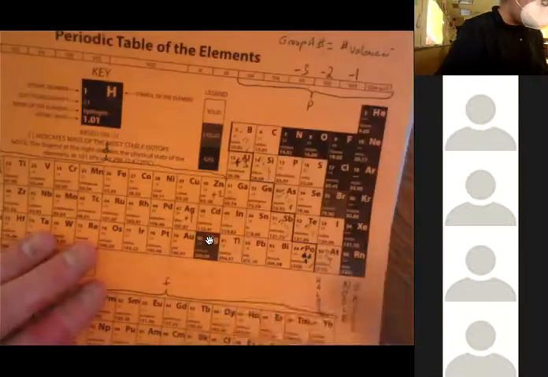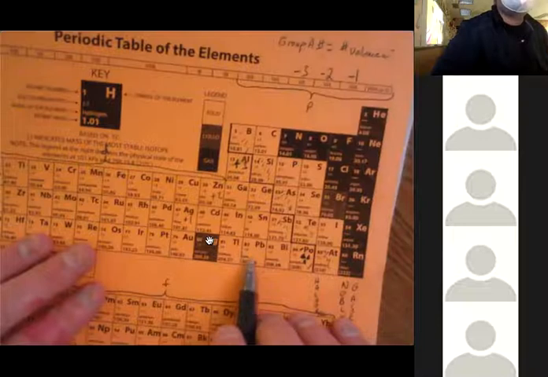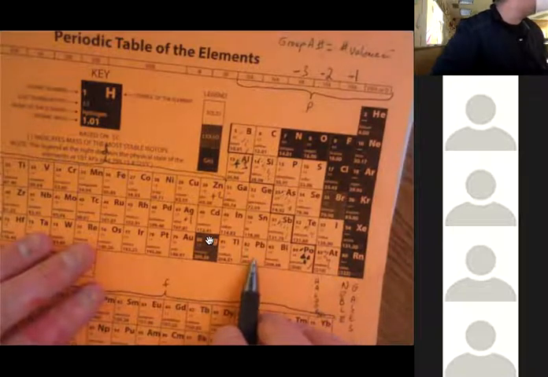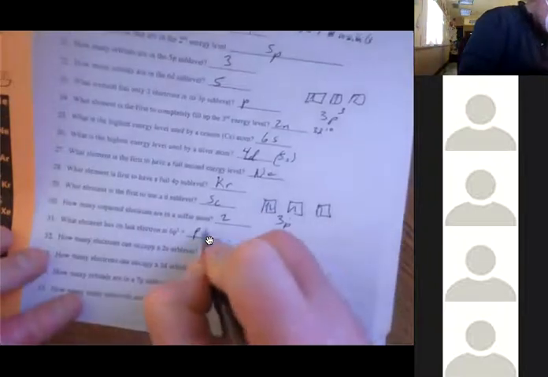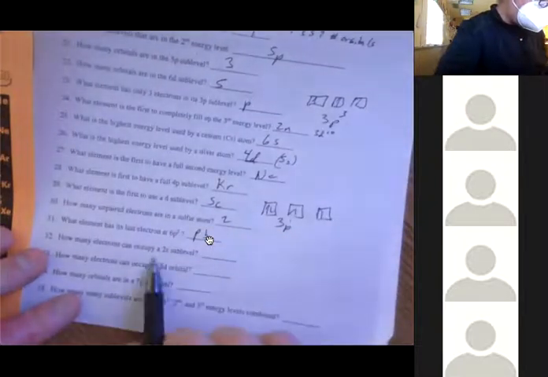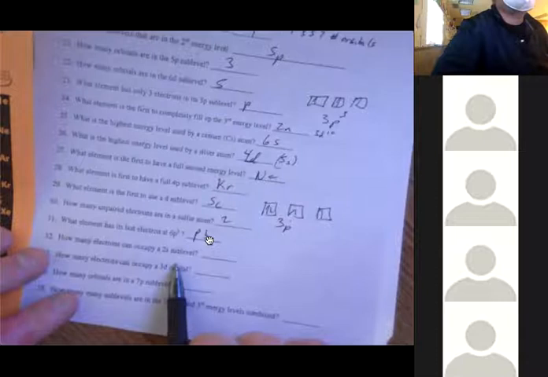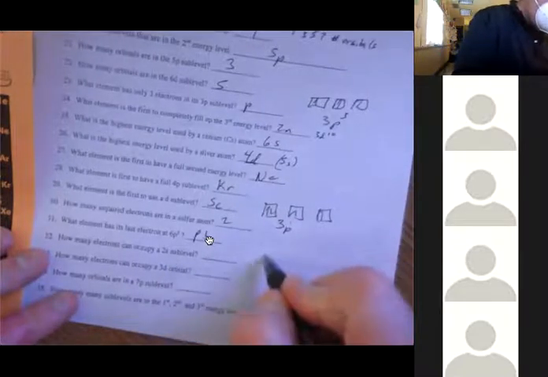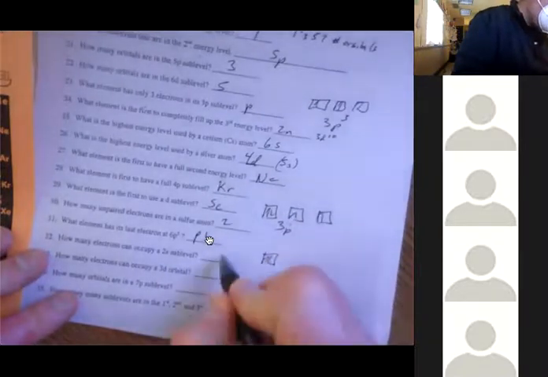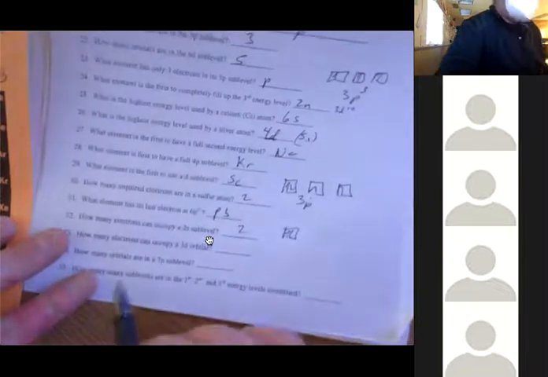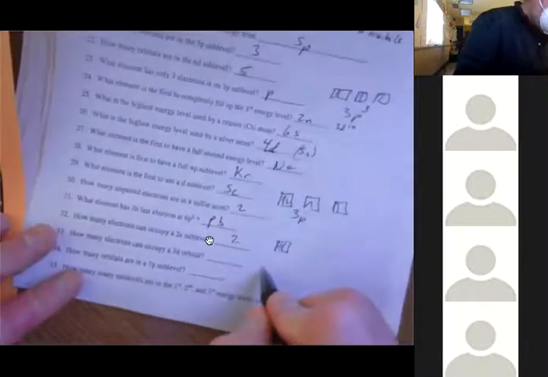What element has the last electron at 6p2? Here is 6p1, 6p2. So that is lead. How many electrons can occupy an s sublevel? S can only hold 2 electrons. How many electrons can occupy a d orbital?